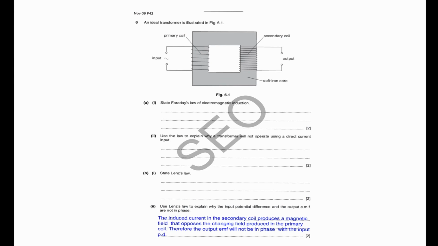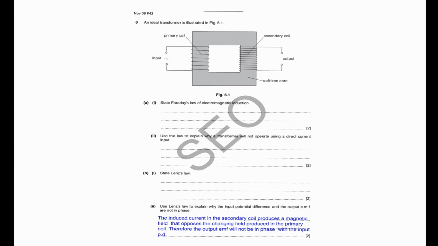We are going to discuss this question from part B onwards because we are discussing Lenz's Law here. When you want to state Lenz's Law, you can state that the direction of the induced current is in such a way to produce effects to oppose the flux change that causes it. But we want to use Lenz's Law to explain part 2: use Lenz's Law to explain why the input PD and the output EMF are not in phase. So how do I use Lenz's Law to explain it?